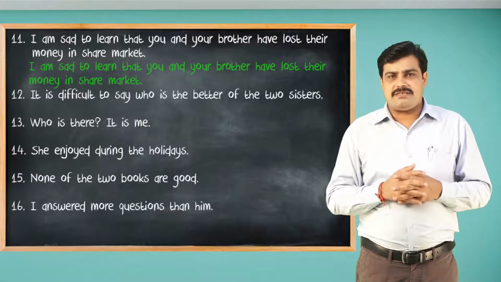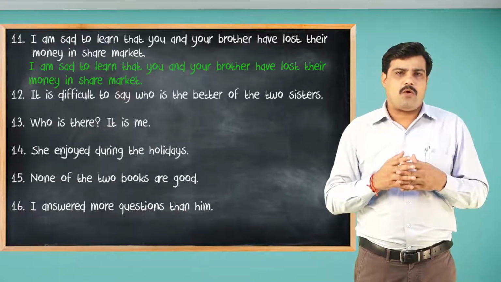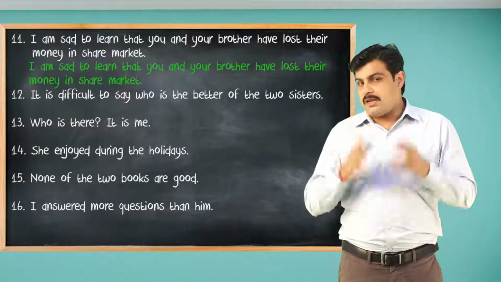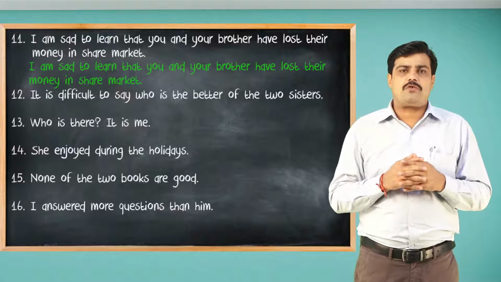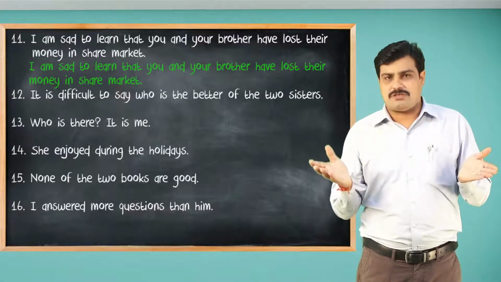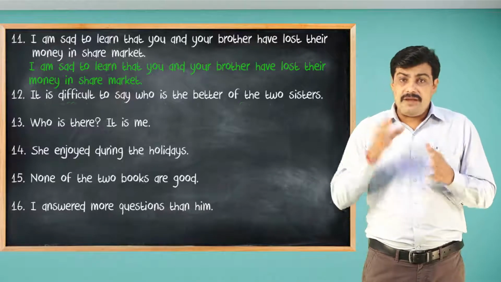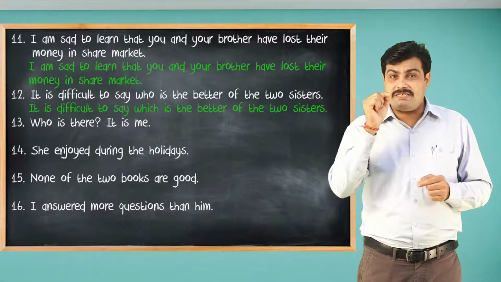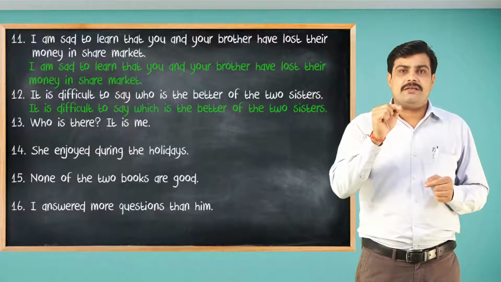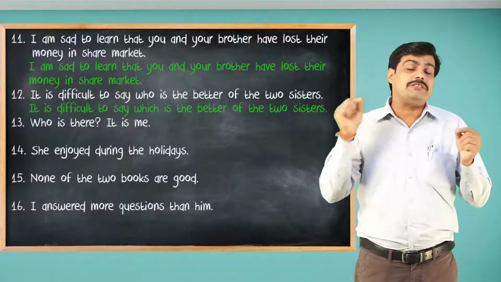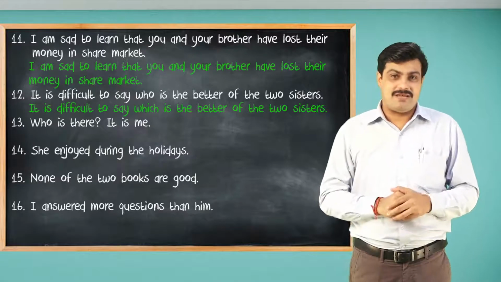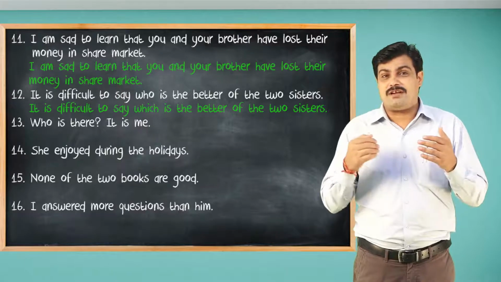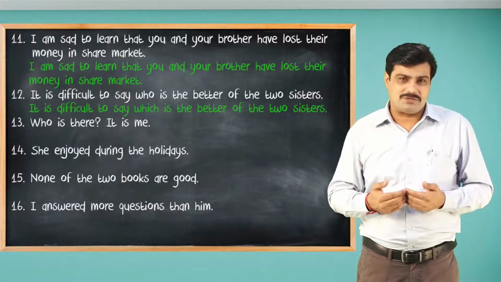Let us take another sentence. It is difficult to say who is the better of the 2 sisters. Now in this sentence, when we talk about selection or any category, even for mankind, we use which. So it is difficult to say which is the better of the two sisters is the right expression. And sometimes you say, which teacher do you like most? Which faculty do you like most?